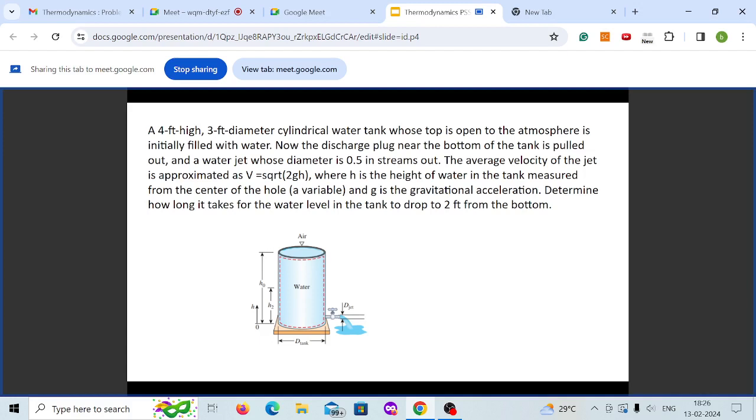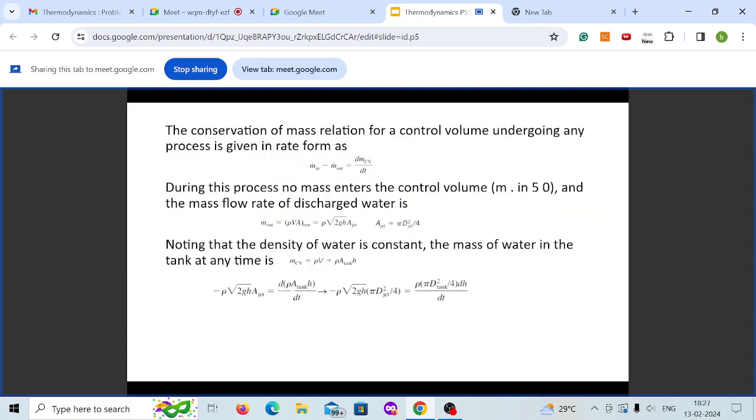So coming to our problem, we have a tank. Here there is no water coming in, so the tank is already filled, and the only thing is that mass is going out. You have an exit but no inlet, so there will be a change in mass in the system. The mass of water in the tank will reduce. So m in minus m out will be equal to the change in mass with respect to time.